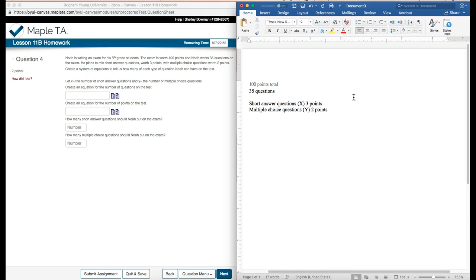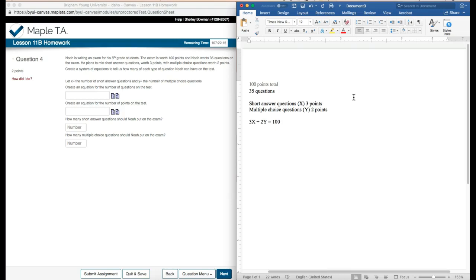Okay, so the first thing is I want the point total. So that means no matter how many short answer questions I have, they're going to be worth 3 points. So 3 times X tells me how many points total I'm going to get for all of the short answer questions. Then I need to add this to the points I'm going to get for the multiple choice questions. These are 2 points, but I don't know how many there are, so I'm going to times it by Y. And I know that in adding these together, I'm going to get a total of 100 points.